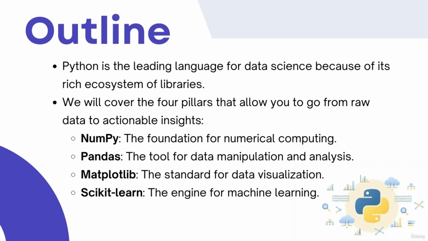First, we have NumPy. This is the foundation. It handles the raw numerical computing. Second, Pandas. This is your tool for manipulation. Think of it as Excel on steroids. Third, Matplotlib. This is the standard for visualization. It turns numbers into pictures. And fourth, Scikit-learn. This is the engine for machine learning and prediction. We're going to explore exactly how these 4 work together.